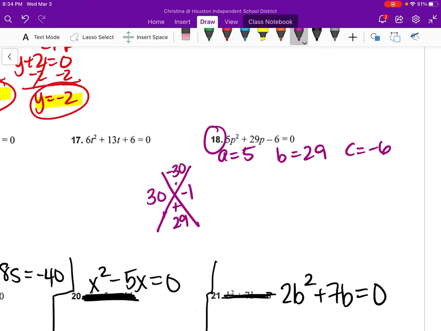If you were to multiply them, you'll get -30. If you were to add them, you would get +29. Ugh, gross. The a value isn't 1. So since the a value isn't 1, we have to rewrite the problem, replacing the 29 with 30 and 1, and then solving.